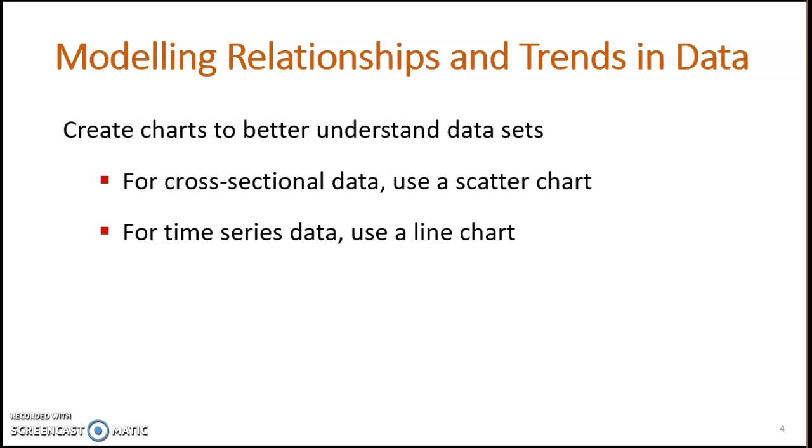Understanding both the mathematics and the descriptive properties of different functional relationships is very important when we want to build predictive analytical models. We often begin by creating a chart of the data in order to better understand the data sets that we have. Okay, and then from here, we can choose the appropriate type of functional relationship to incorporate into the analytical model. For cross-sectional data, we use a scatter chart. And for time series data, we use a line chart.